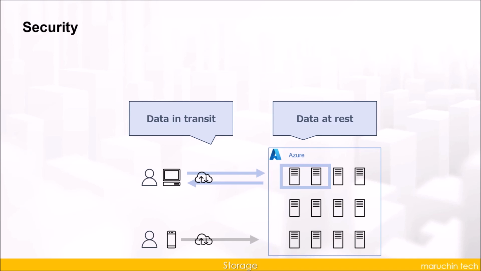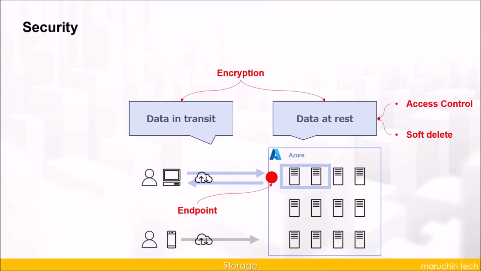I will start here by introducing how to protect your storage. Azure Storage offers a variety of features to keep your data safe. The image is one I presented in the Key Management Service section. You can enable encryption for both data in transit and data at rest in storage services as well. Azure provides several endpoints that can be used to improve security. It also provides fine-grained access control and soft delete. I will describe these in detail starting on the next page.